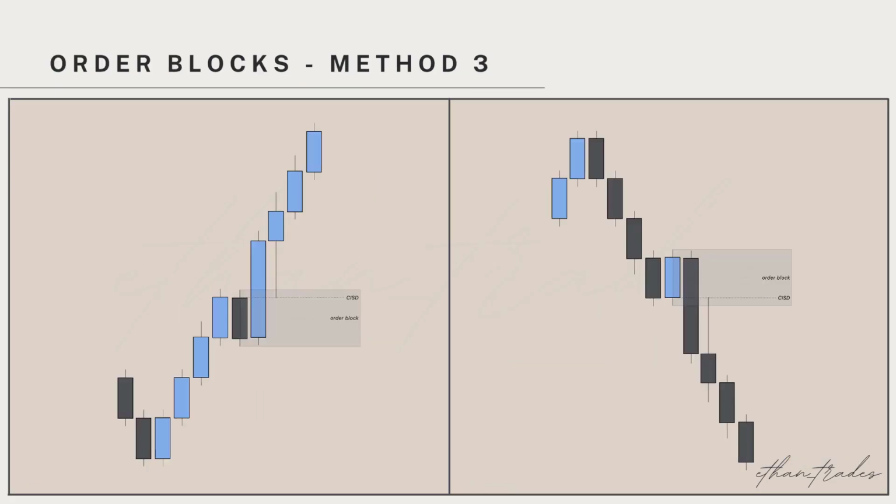The third method to spot order blocks is quite literally to use every up close candle as a bearish order block and every down close candle as a bullish order block. And I personally use this method more as a trade management tool rather than looking for entries. The reason I say I like to use this for trade management is because I tend to look for it in trends.